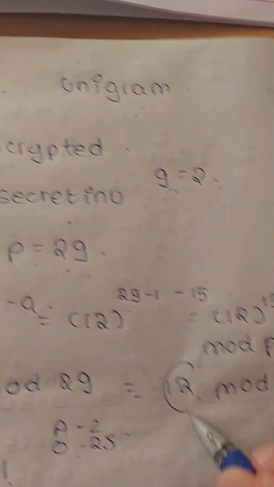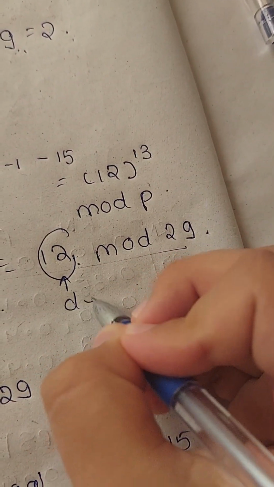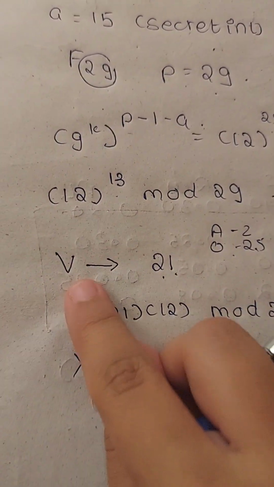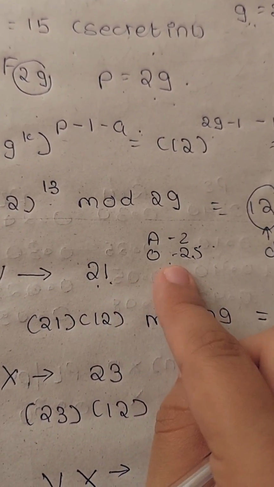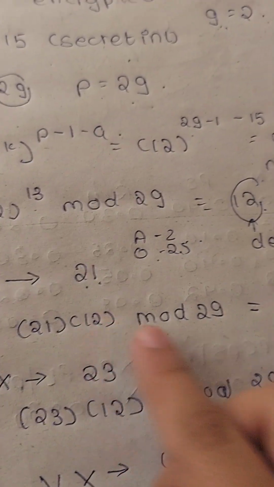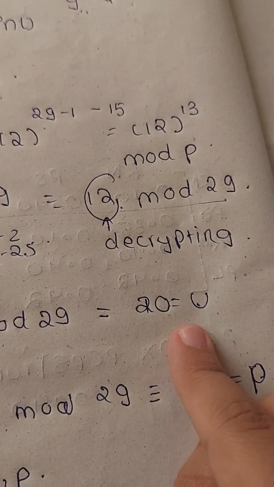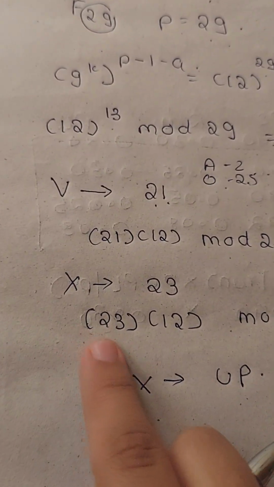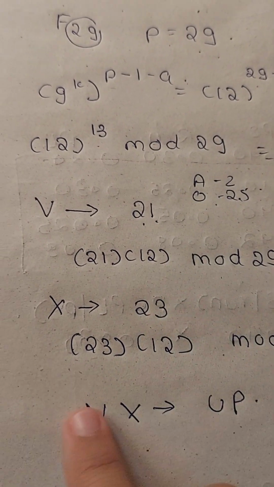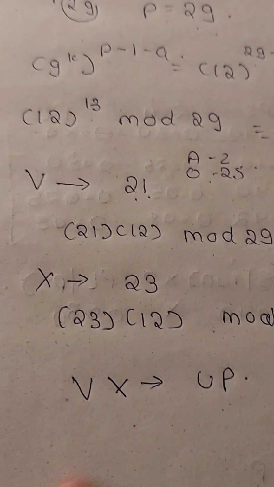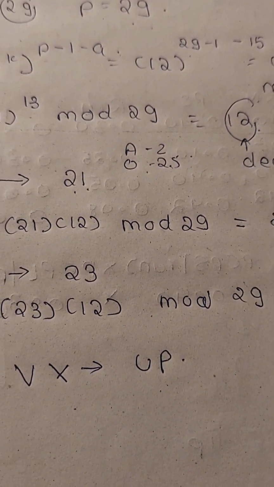Alright, you can assume this to be your decrypting key. Then we take the unigrams. V we know is 21 according to this particular scheme. So we multiply 21 with the decrypting key, which is 12. We find mod 29, which comes out to be 20, and 20 according to this particular scheme is U. Similarly, X is 23 according to this particular scheme. We multiply with the decrypting key, which we found from here, mod 29. We find 15, which is actually P. So VX is actually UP. This is the ElGamal cryptosystem.